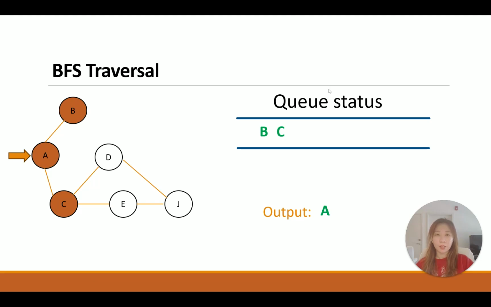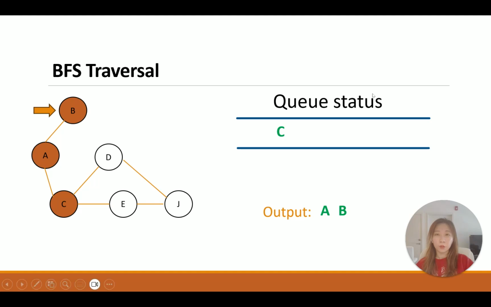A is now fully processed, and our current node becomes B, because B is next up in the line in the queue. So we look at all of B's unvisited neighbors. In this case, B only connects to A, which we've already marked as visited. So there's no new node to add to the queue. We can dequeue B and add it to our output.